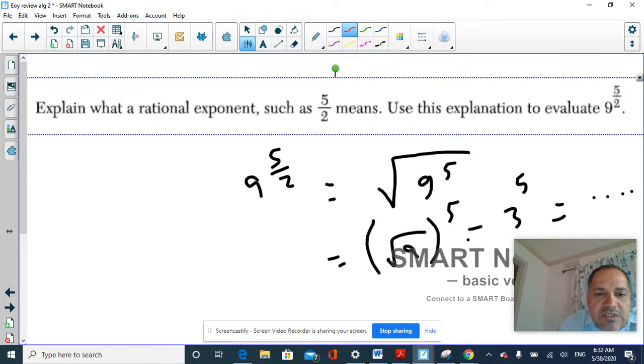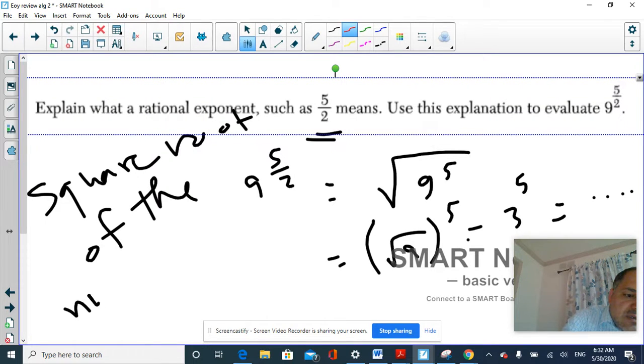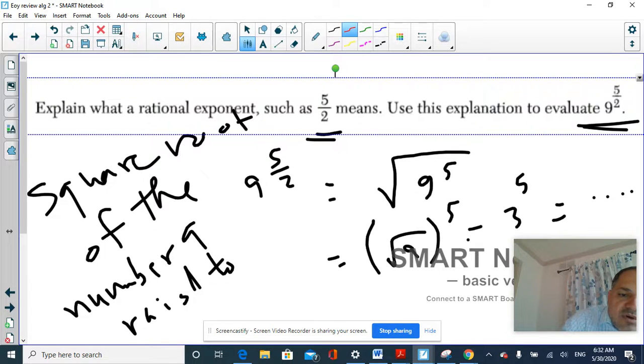So to explain, the rational exponent 5 over 2 means the radical is a square root of what? Of the number raised to the power 5. So the explanation is a square root of the number 9, because he gave you the example here, raised to power 5 or exponent 5.